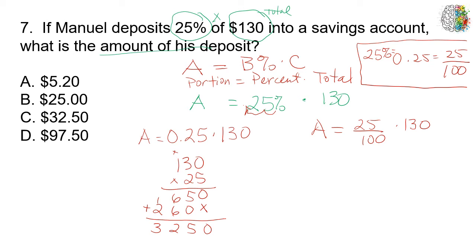So this is my equation. A equals 0.25 times 130. I've got 2 digits behind the decimal, so that tells me I'm going to move my decimal place 2 digits to the left. That's going to give me a final answer of 32.50. So C is going to be my final answer.